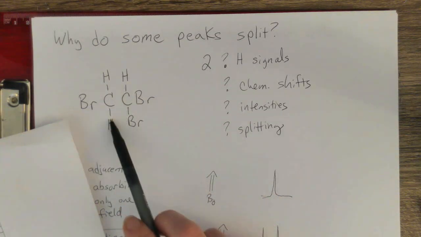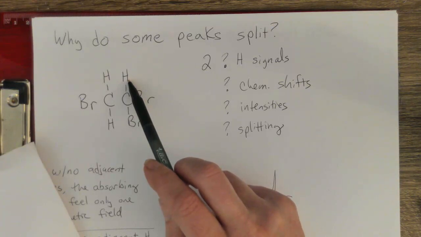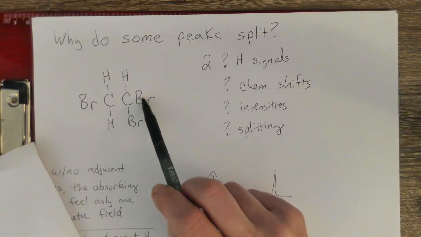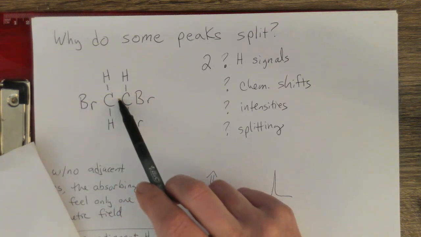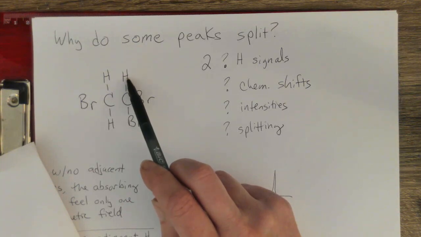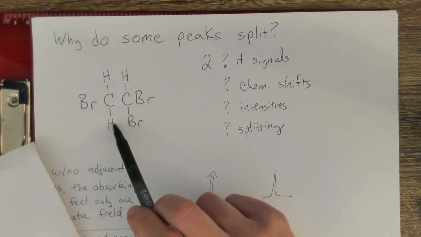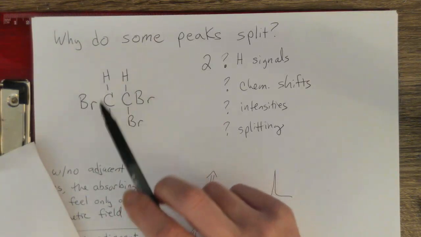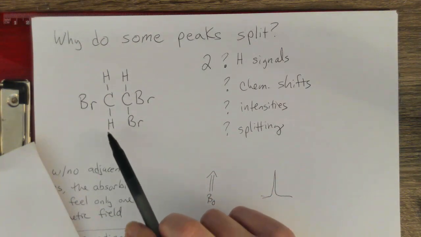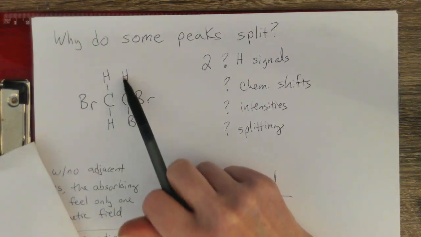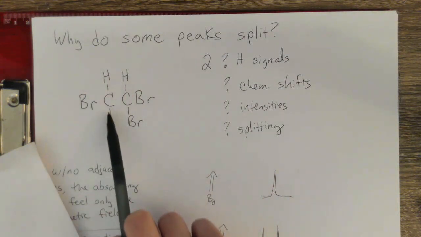Now, between these two signals, you already know that you would expect this one to be the farthest downfield, because it has two electron withdrawing groups attached to that carbon, whereas this one just has one. So we expect this signal to absorb the farthest downfield. And then for this signal here, for the CH2, that will be a little bit farther upfield. But these are going to be in the 3 to 4 range in terms of ppm. In terms of their intensities, the CH is going to be at a ratio of 1, whereas this is at a ratio of 2.